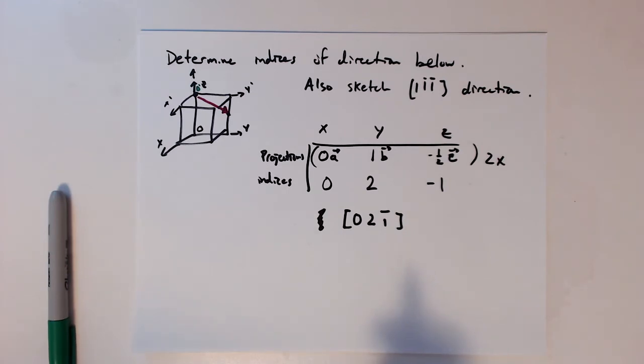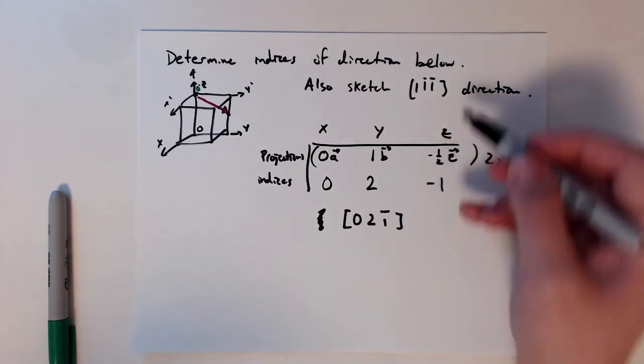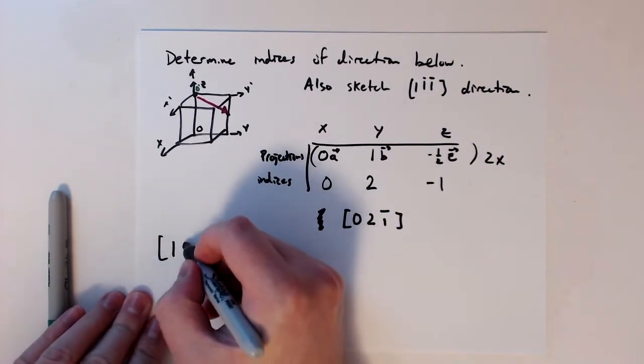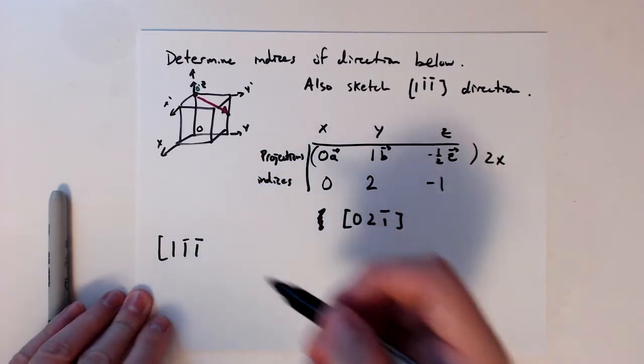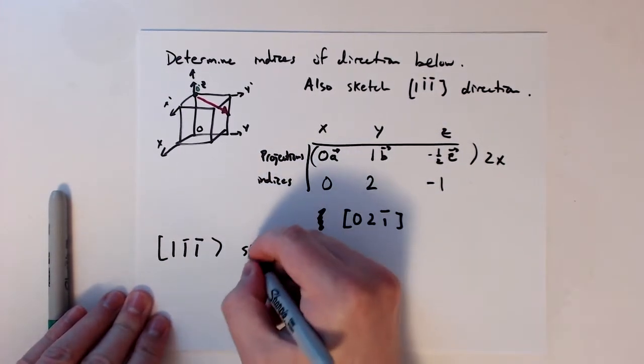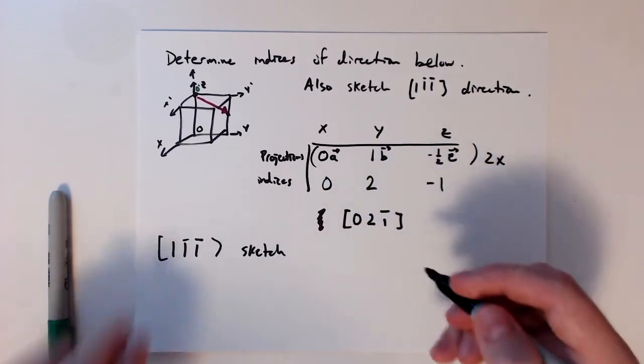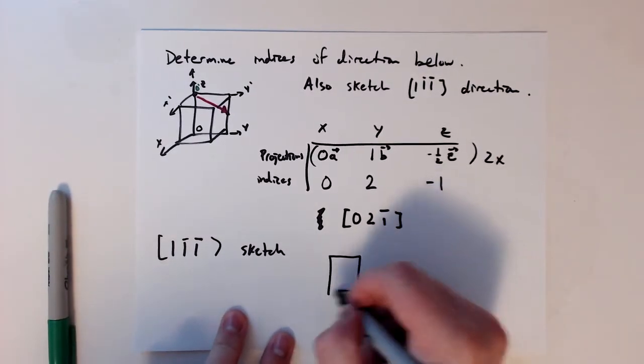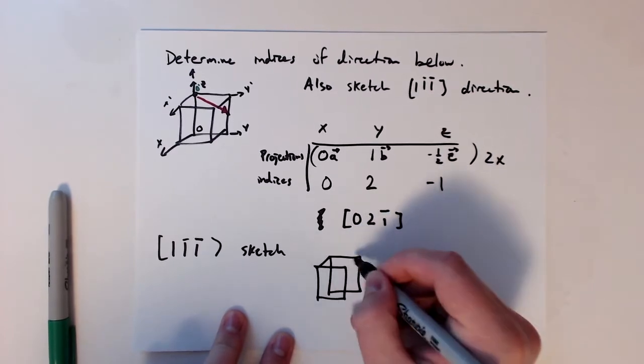So now it wants us to draw, and it gives us the 1, bar 1, bar 1, right? So we want to sketch this. And so for this, I'm going to draw a new unit cell so we can start over.